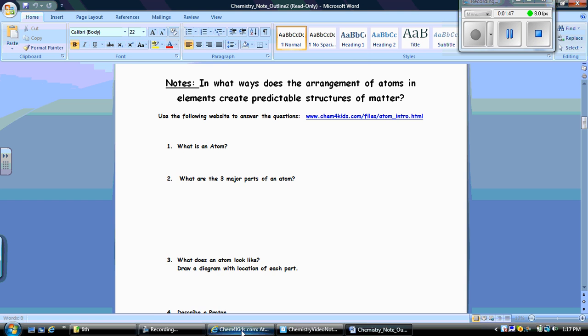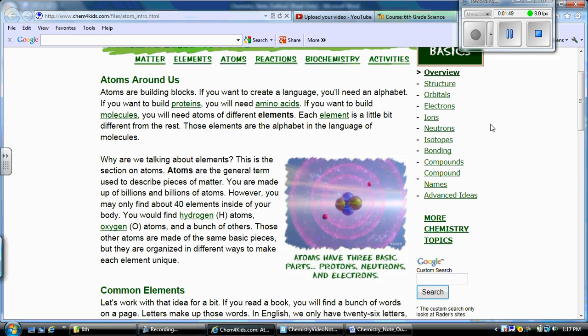What is an atom? So if you go to this website, over here, this overview is going to give you a lot of tools to click to. The first page you go to is talking about atoms, atoms around us. So these first two paragraphs give you a definition of what an atom is. It's a particular term used to describe parts of matter. Okay, they are the building blocks of matter. That's pretty key. Okay, so that is what you would need to read to find the answer to the first question.